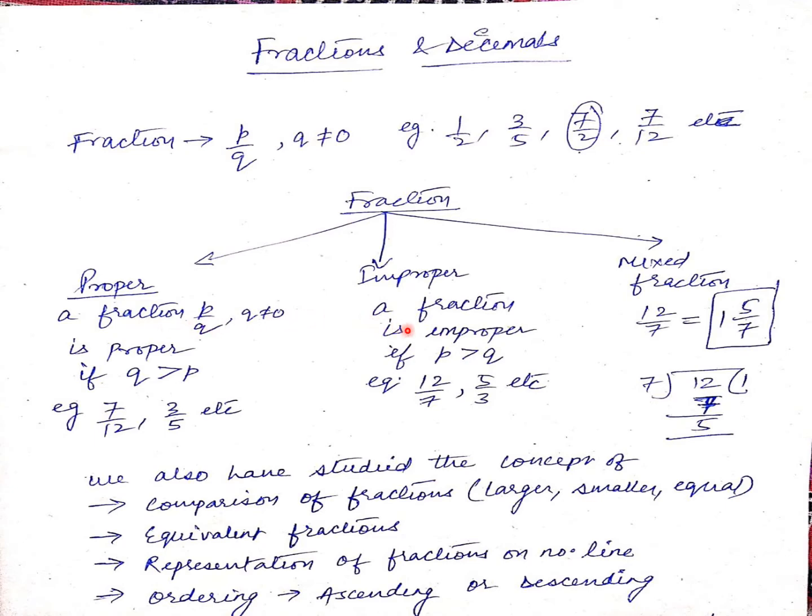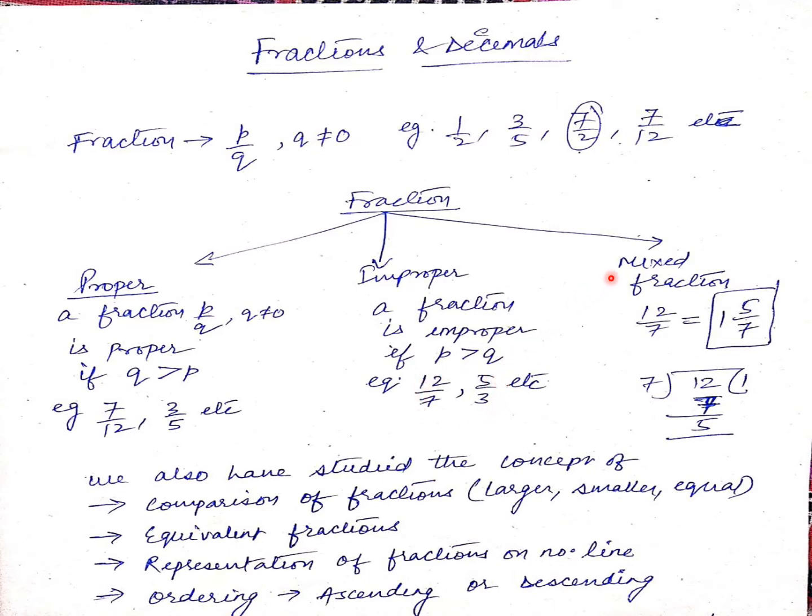Improper is the opposite of it. In this case, the numerator is more than the denominator. So we can say if p is more than q, then we call such fractions improper fractions. Example, 12 upon 7. You can see 12 is the numerator and it is more than the denominator. Similarly, 5 upon 3. Here also you can see 5 is more than 3. So these both are examples of improper fractions. Whenever we see improper fractions, we try to convert them into mixed fractions.